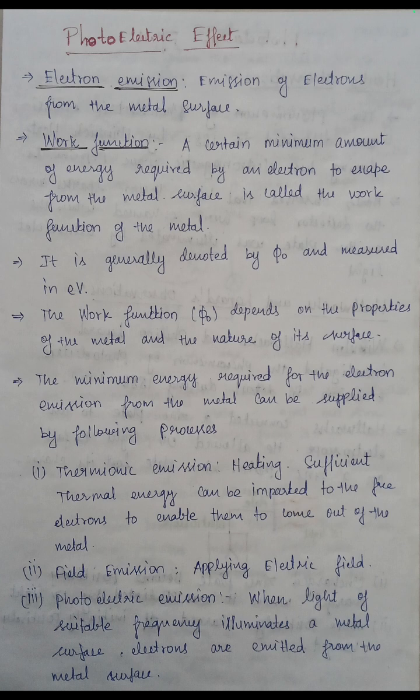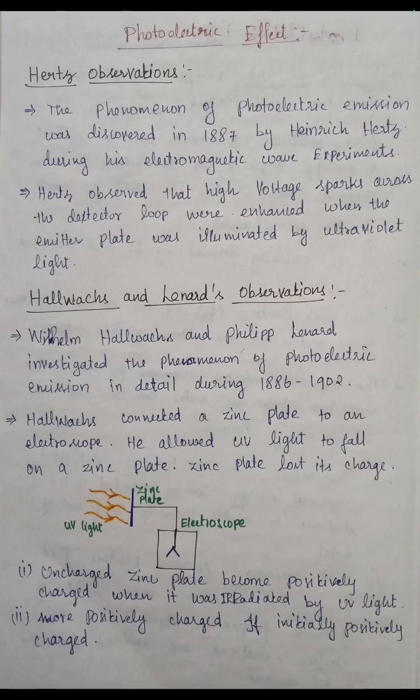Now, who found this photoelectric emission? German physicist Heinrich Hertz found this photoelectric effect in 1887 when he was doing an electromagnetic wave experiment. This experiment is about detecting the electromagnetic wave between the electrodes, and for that a strong electric field, that is high voltage, is applied across the electrodes. This high voltage creates a spark across the electrodes, and the spark is enhanced when the emitter plate was illuminated by ultraviolet light. This is what Hertz observed in 1887.